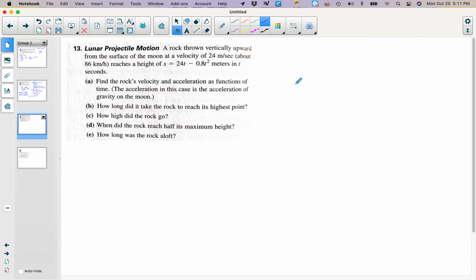Number 13, lunar projectile motion. A rock thrown vertically upward from the surface of the moon at a velocity of 24 meters per second. So they're telling me v(0) is 24 meters per second. It reaches a height of, and so they're telling me s(t) is 24t minus 0.8t squared. This is the initial velocity, so that's our initial velocity.